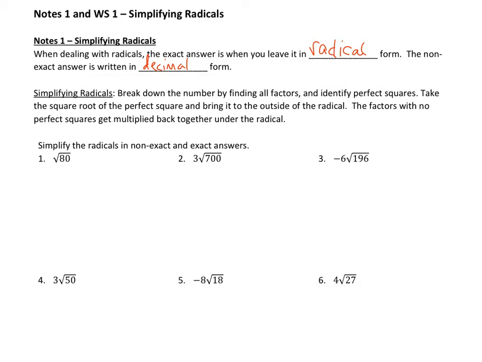When we're simplifying, we need to break down the number by finding all the factors and identify any perfect squares. So on your list of perfect squares you had to memorize, this is where it's going to be an advantage for you because you'll pick out those numbers a little bit faster than those that don't know their perfect squares. We need to take the square root of those perfect squares, and that number will be on the outside of the radical. If there are any factors that are not perfect squares, you're going to multiply them back together underneath the radical.